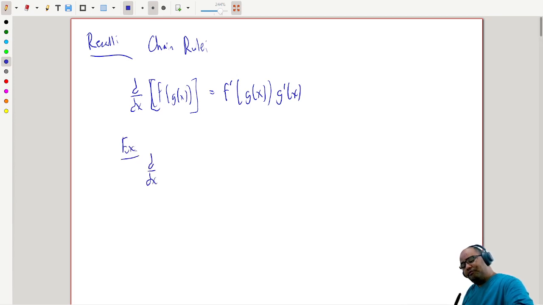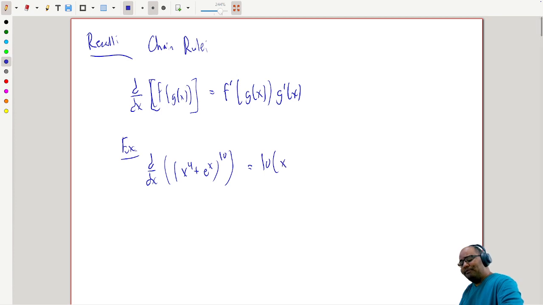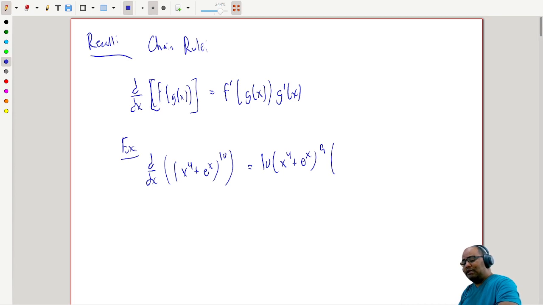So for example, perhaps I want to take the derivative of x to the fourth plus e to the x, to the 10th power. I'm not going to multiply this out because nobody has time for that. Instead, we'll use the chain rule. The outside function is that power function. So something to the 10th power is going to be 10 times whatever to the 9th power. We subtract 1 from the exponent when we do the power rule forwards. And then we multiply by the derivative of the inside. Here we just use the power rule again. The derivative of x to the 4th is 4x cubed, and the derivative of e to the x is e to the x. So that's how we take the derivative with the chain rule.